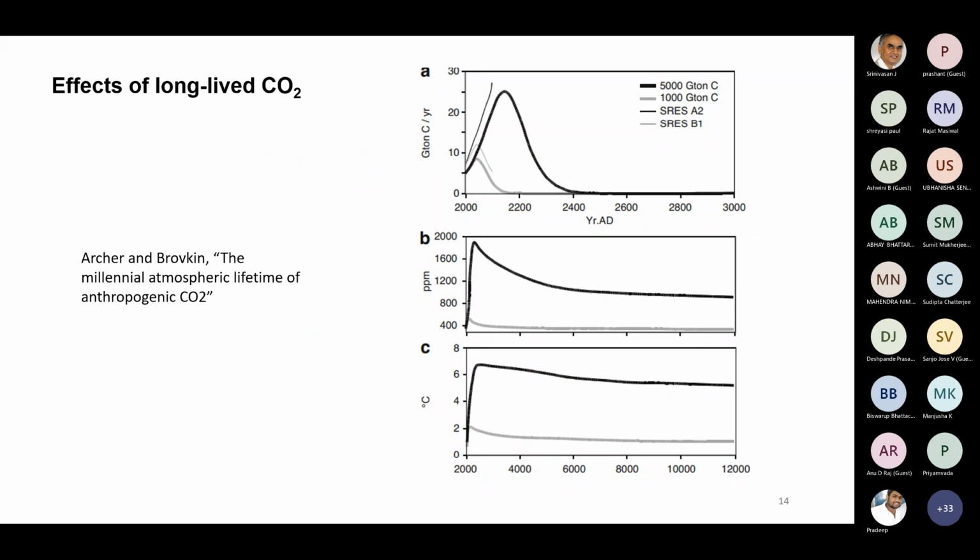So here's a figure from that paper. The upper panel is emissions of CO2. Right now, the world is emitting about 10 gigatons of CO2. Sorry, 10 gigatons of carbon per year.